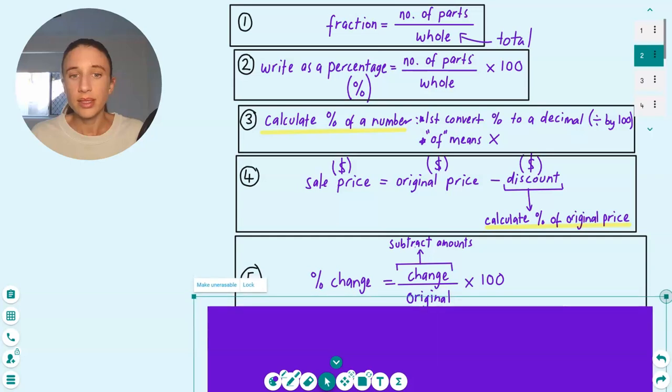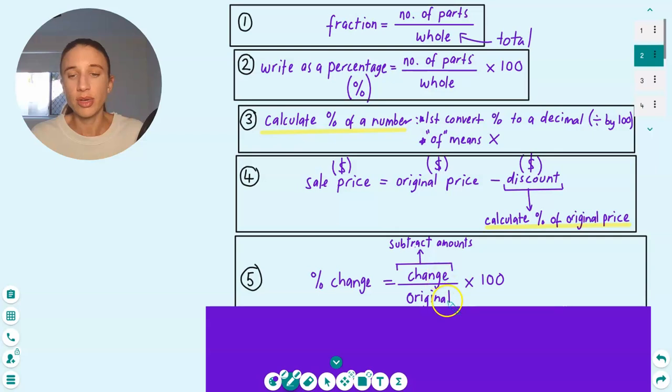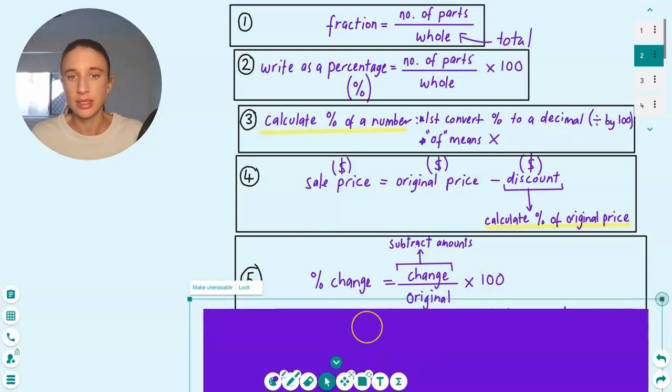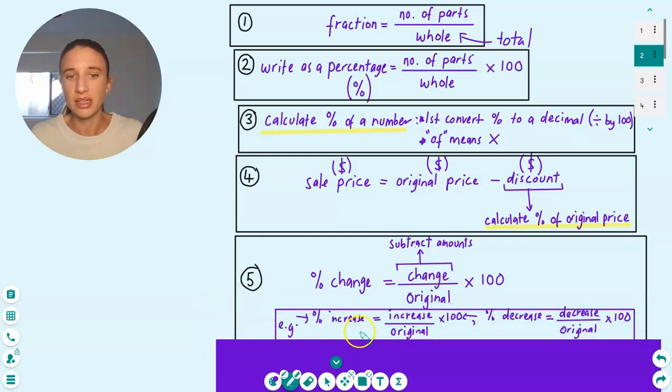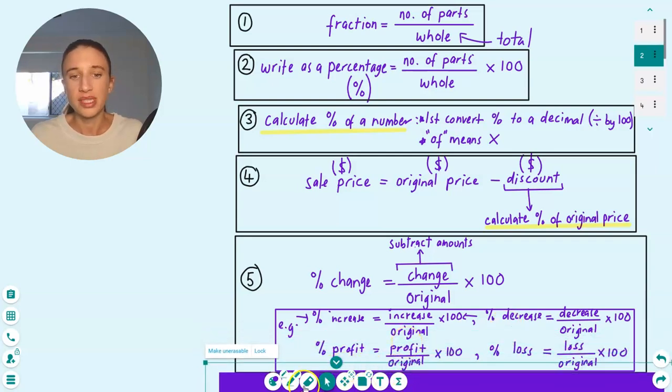And then formula 5, percentage change is the change over the original times 100. So whenever you're writing a number as a percentage of another, notice it's a fraction times 100, all right? So percentage change applications could look like this. So you could have percentage increase or percentage decrease, or you could have percentage profit or percentage loss. And you're going to have to calculate that numerator first, but we'll get into that, don't worry.